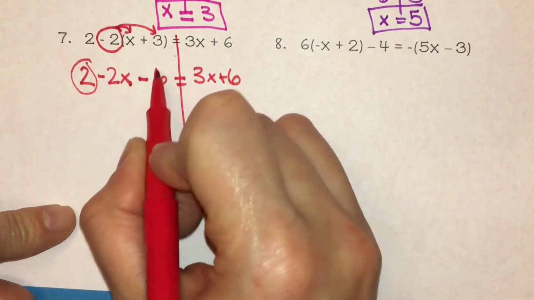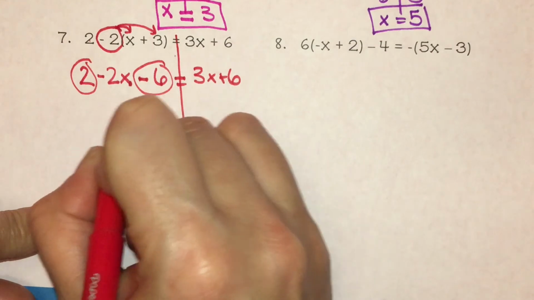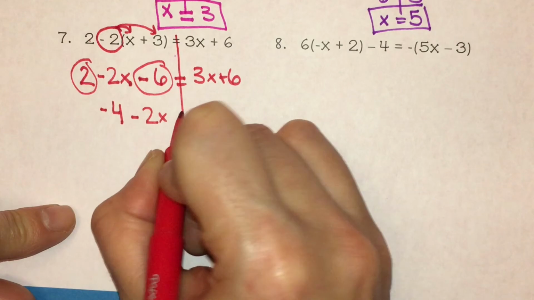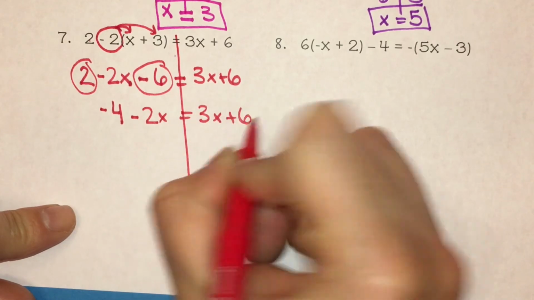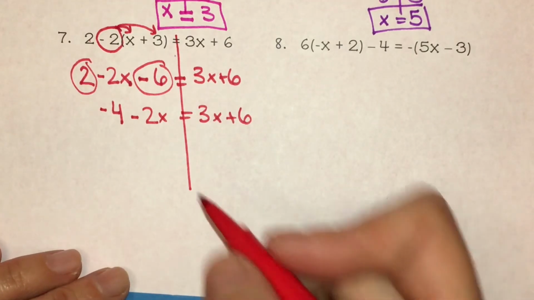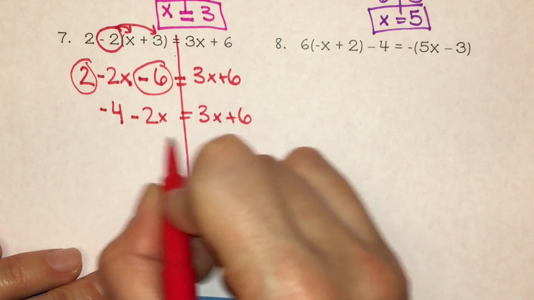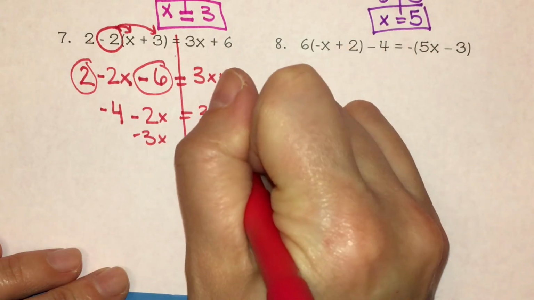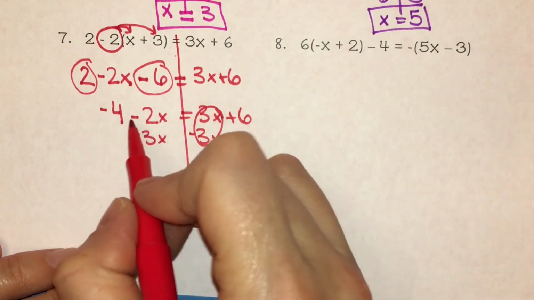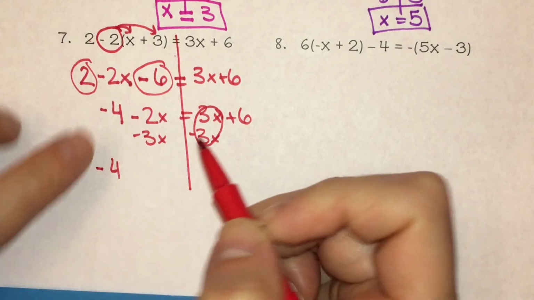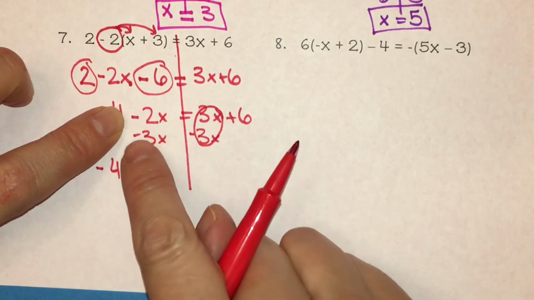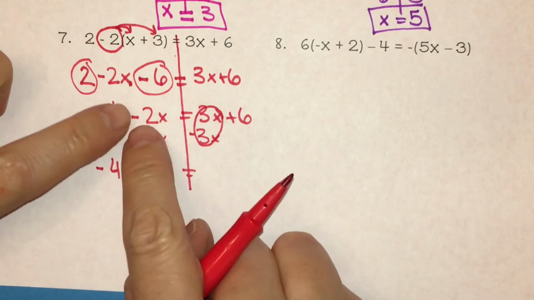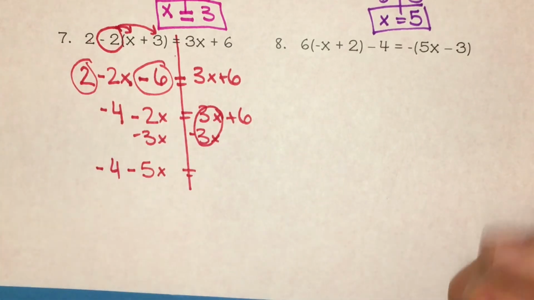I have a 2 minus 6 leaves me with negative 4. Bring down that minus 2x equals 3x plus 6. Now I'm going to move my x's to the same side. Here I'm going to move them over to the left. I'm going to subtract 3x from both sides. 3x minus 3x is 0. Over here, I'm going to bring down that negative 4. Remember, there's a negative 2x minus 3x is negative 5x. Don't forget you have to include the operation or sign in front of the term.